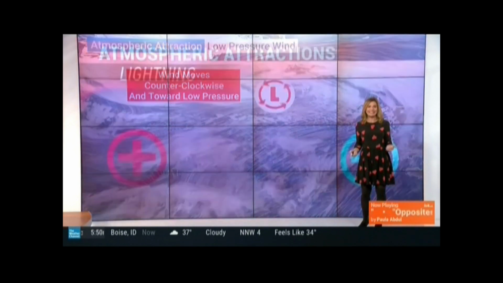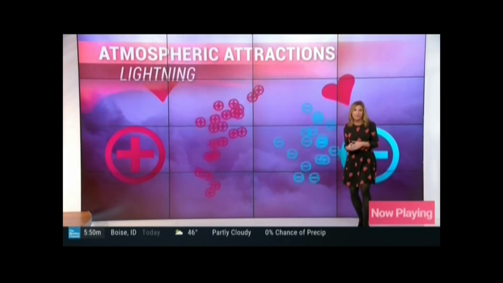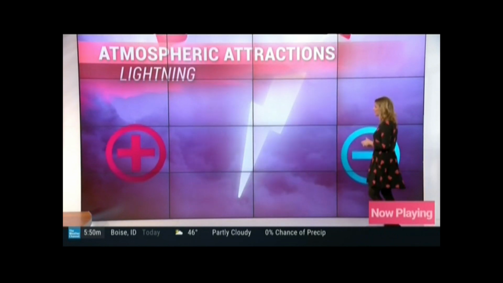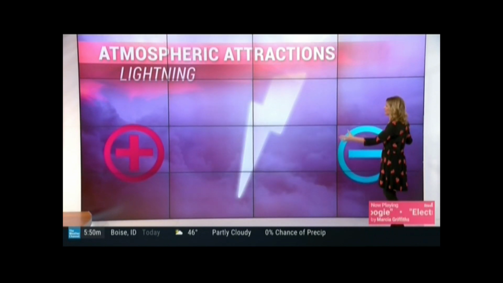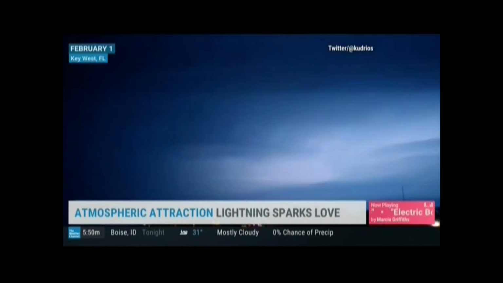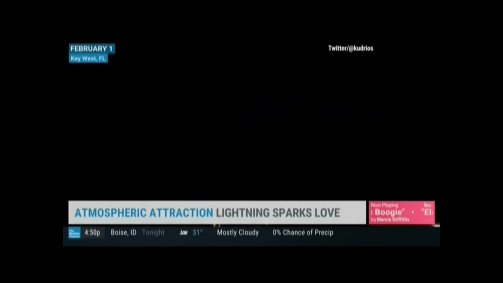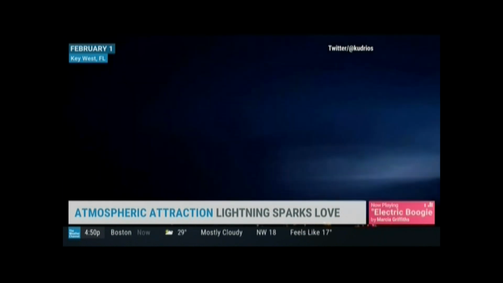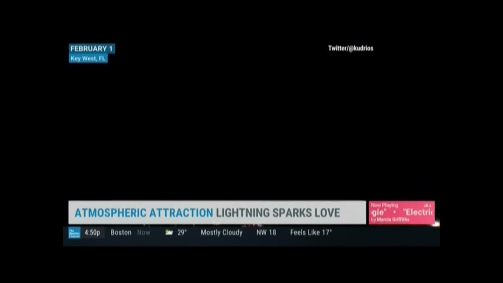Meanwhile, lightning getting its electric groove on as it boogies between the atmosphere. It's all about the separation of charges and that atmospheric connection that gets made. It can create some amazing shots as it dances across the night sky. This video capturing lightning striking over the Keys in Florida.